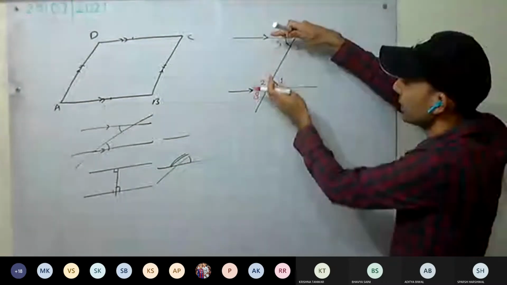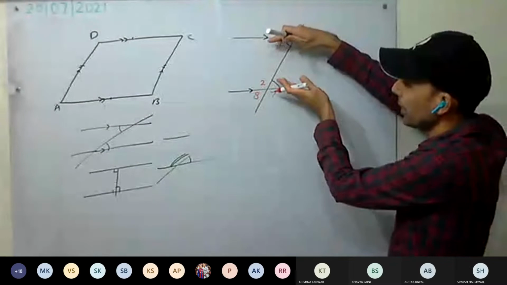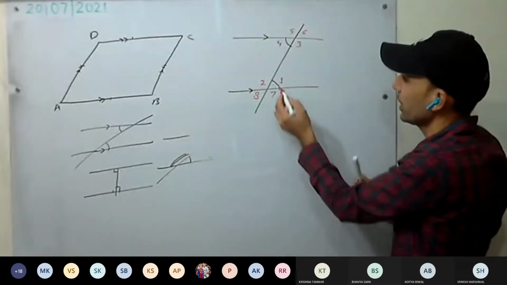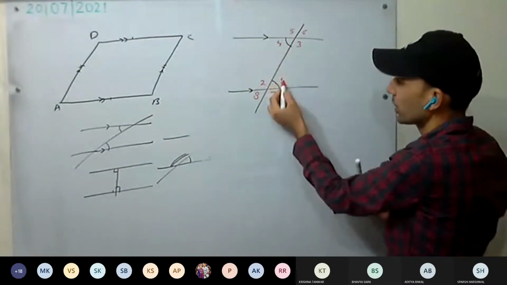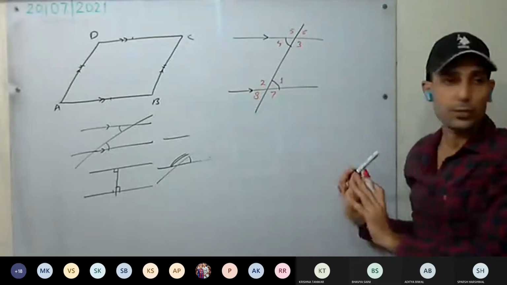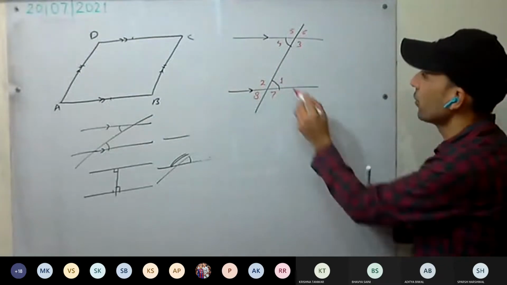Okay, lying inside the parallel lines, between the parallel lines, they are the interiors. Outside, they are the exterior. So these are interior alternate angles. Okay, understood?